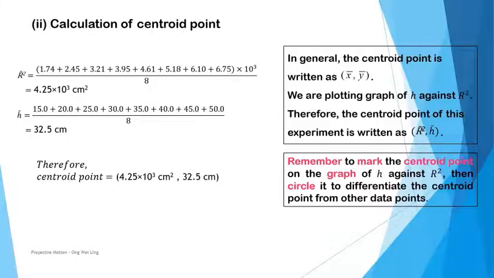In general, the centroid is written as (mean x, mean y). We are plotting a graph of h against r squared. Therefore, the centroid of this experiment is written as (mean r squared, mean h). Calculate the mean of r squared and the mean of h, and the central point will be (4.25 × 10^3 cm², 32.5 cm). Remember to mark the central point on the graph of h against r squared. Then circle it to differentiate the central point from the other data points.